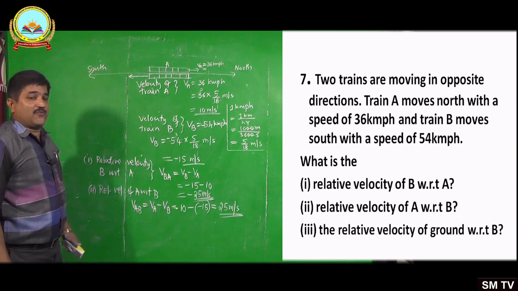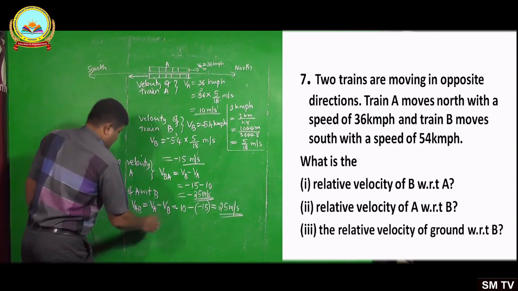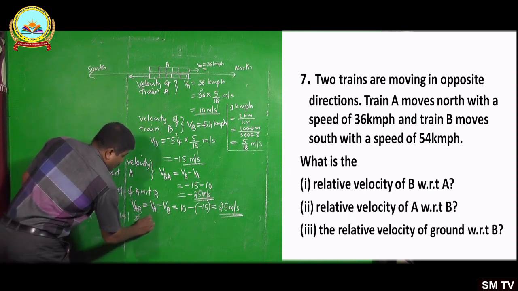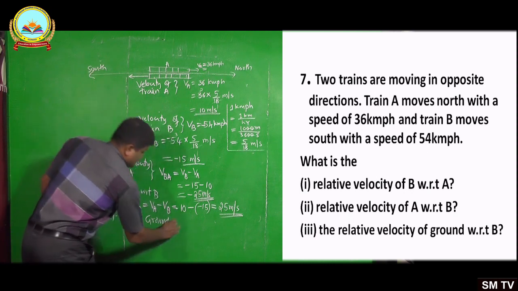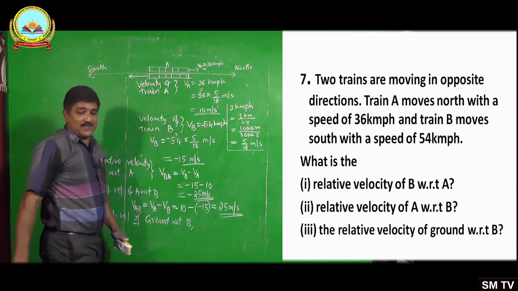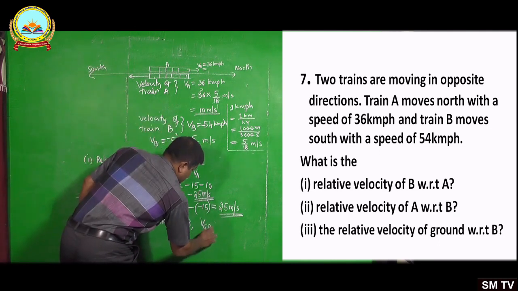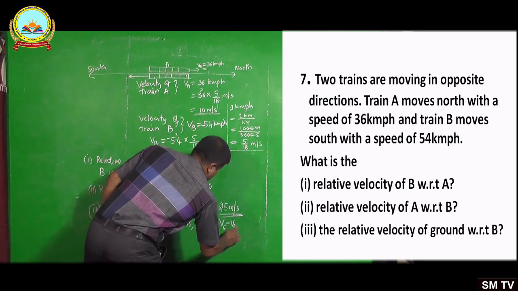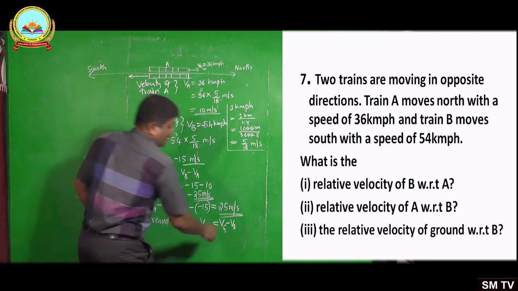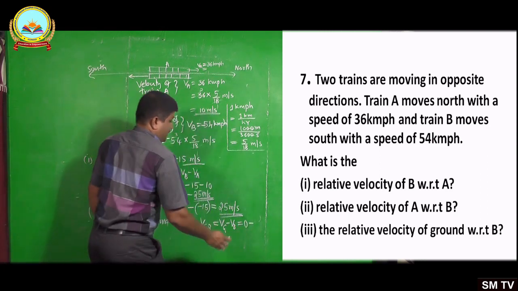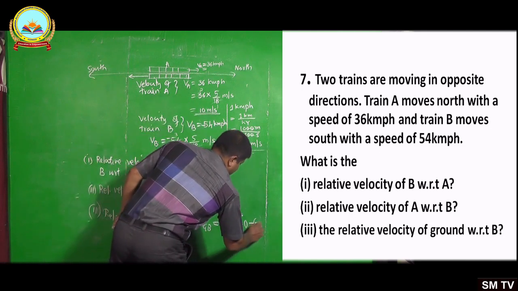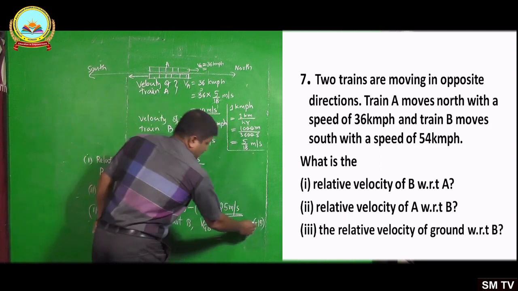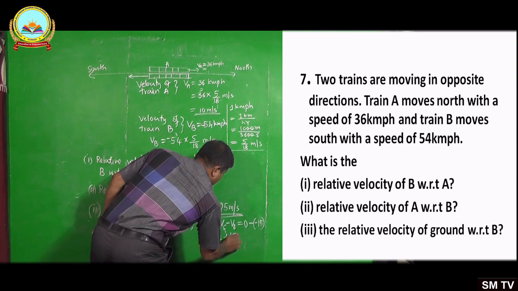And lastly, relative velocity of ground with respect to train B. The ground I will take with the symbol G. So VGB equals VG minus VB. The ground is stationary, so its velocity is 0, from which we are making the observation. So 0 minus minus 15, that means plus 15 meter per second.